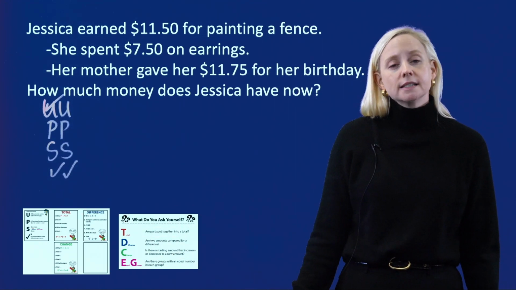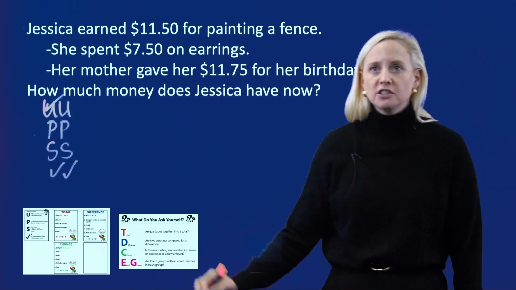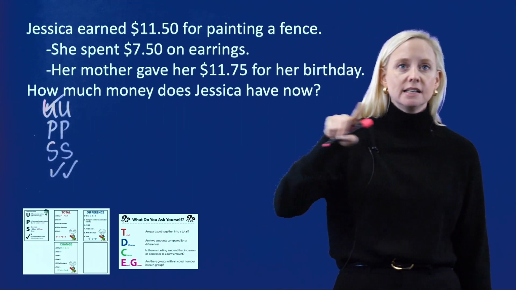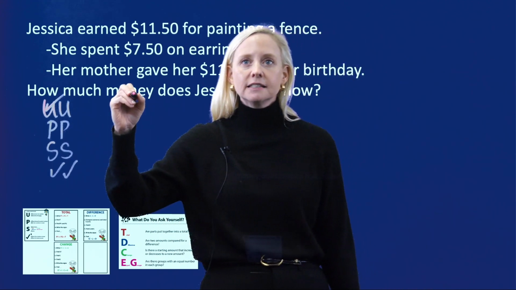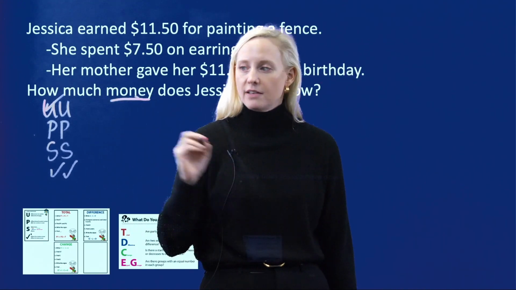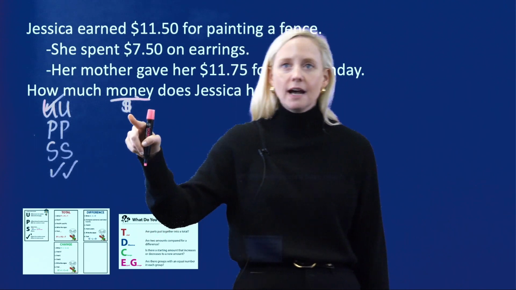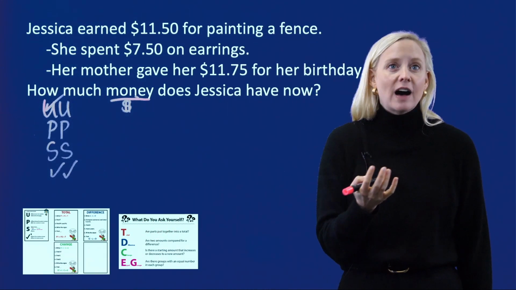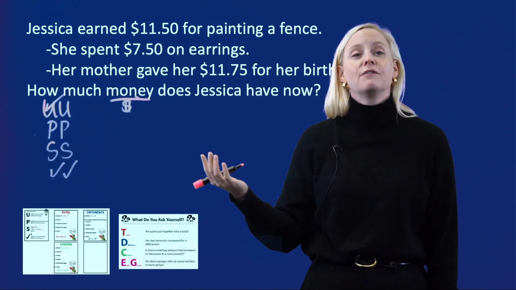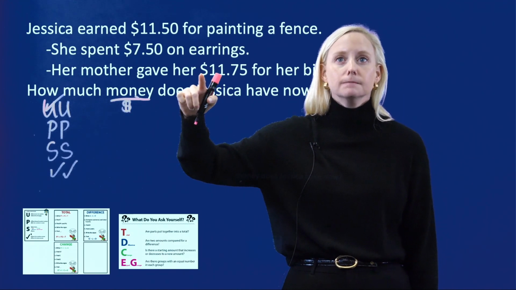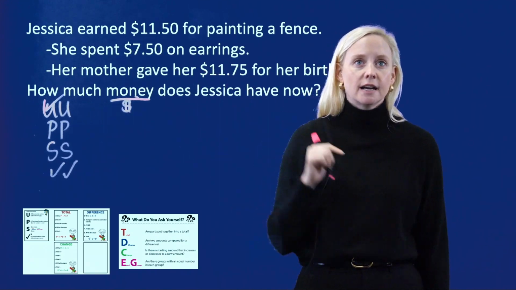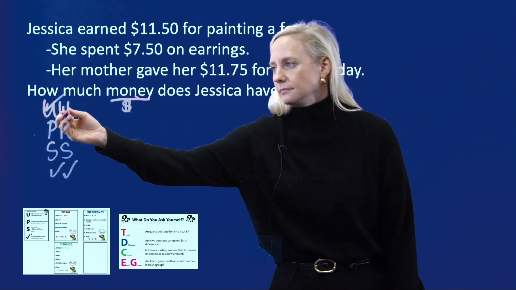My second U is underline the label. I'm going to check my question sentence. It says, how much money does Jessica have now? I know they're asking me about money, so I'm going to go ahead and underline that. And I'm going to put a dollar sign because we don't want to write an answer as 5 money or 10 money. We will say $5. I know it's dollars because I can look and see dollar signs in front of all my numbers.